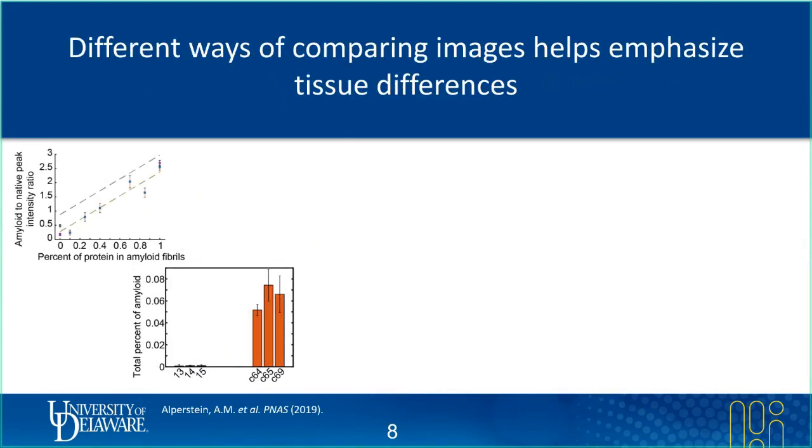Different ways of comparing these images help us emphasize the difference between these different tissue types. On the left here, I'm showing an example of how we can compare some in vitro experiments to what's happening in the tissue. So in vitro, we had known amounts of different secondary structures combined. We made this little calibration curve. The blue sample is alpha B crystallin, and the purple sample is gamma D crystallin. We can do this with different types of mixtures of proteins and different types of known structure. And then we compared that calibration curve to the tissue itself to be able to say the total percent of amyloid across the tissue type in general for this left figure.